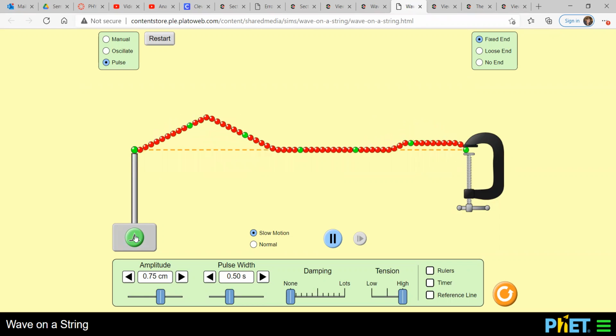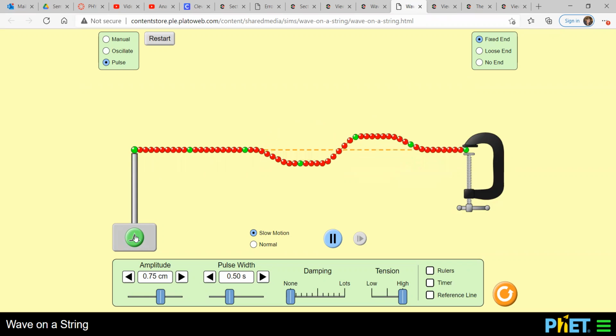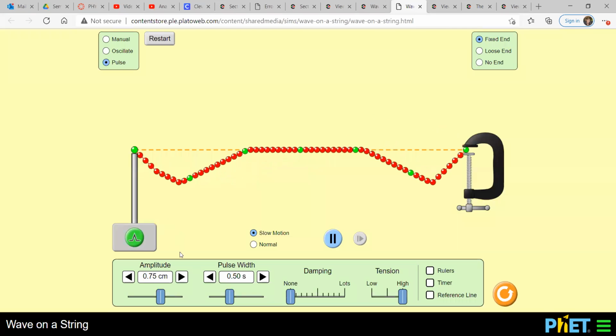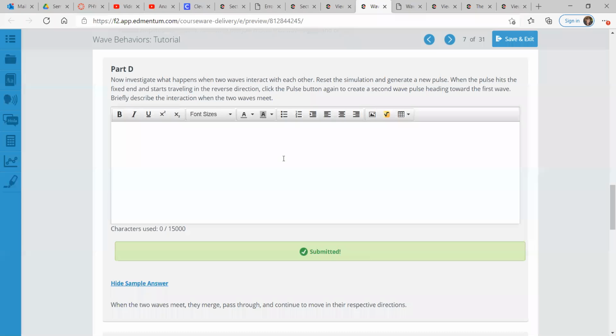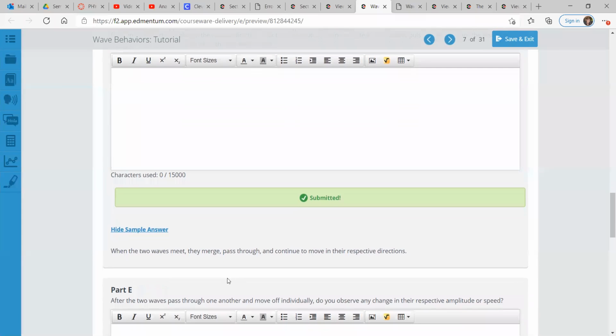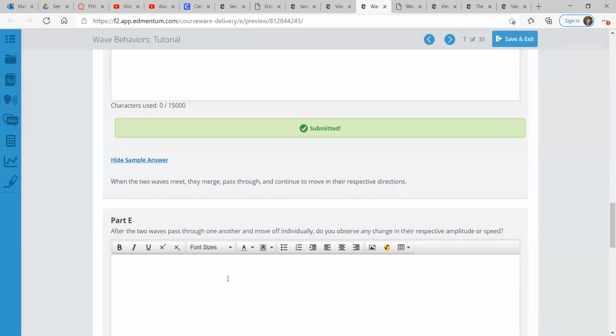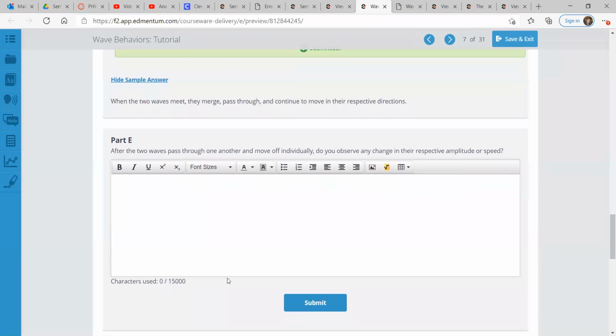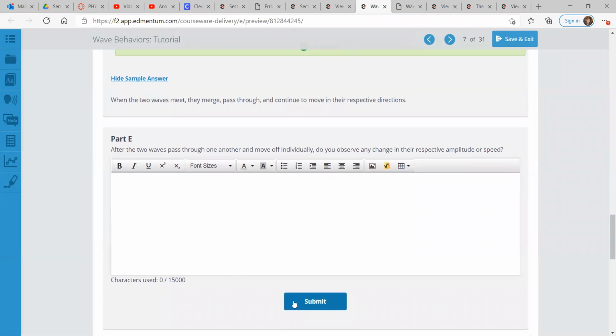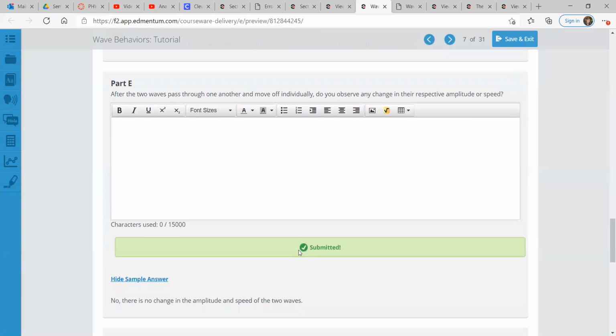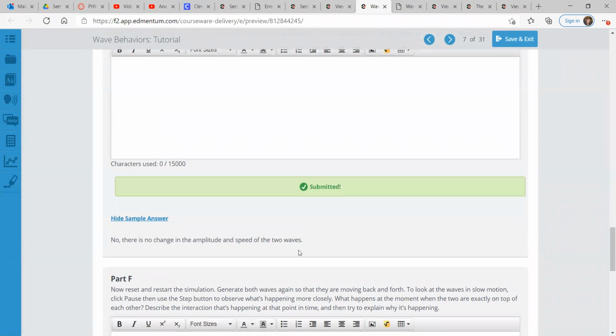Whoa. It's like they pushed each other back. Let's see how it describes it. They merge, pass through, and then continue to move in their respective directions. After the two waves pass through one another and move off individually, do you observe any change? No, there's still no change in the amplitude and speed.